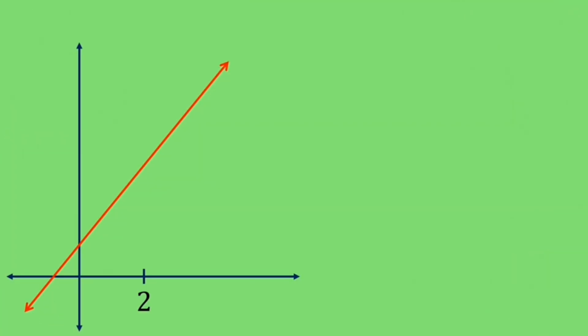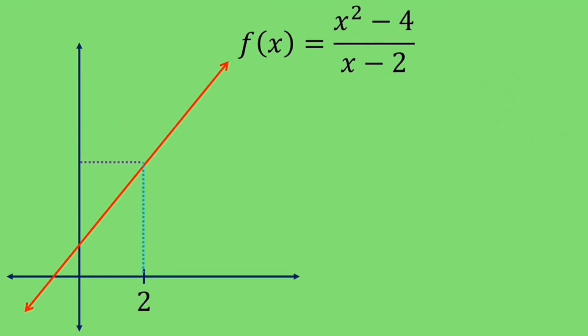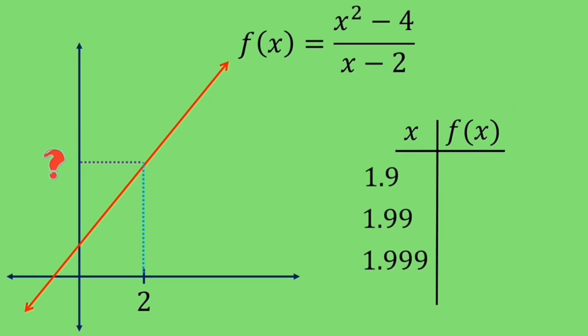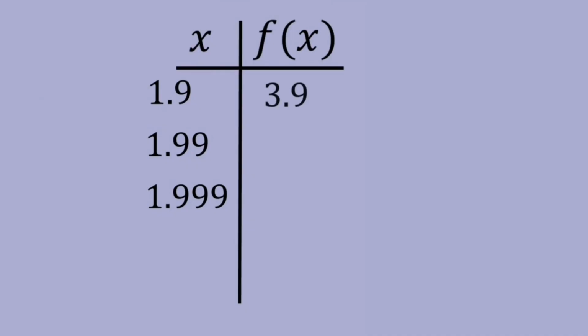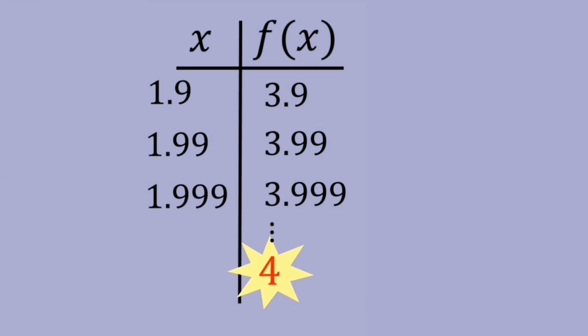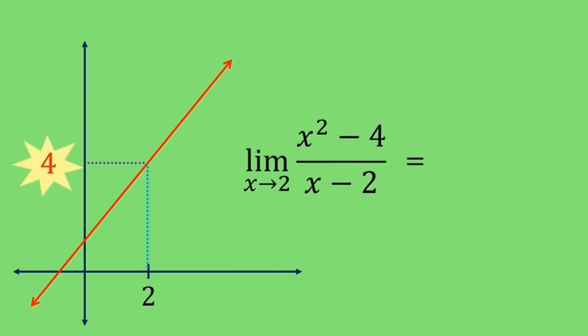Let's see how this works with yet another function. Let's go ahead and use x squared minus 4 all over x minus 2. Like before, we are interested in what value the function approaches as we use x values close to 2. Let's choose some inputs like 1.9, 1.99, and 1.999. When we use these, we get values like 3.9, 3.99, and 3.999. From these, it appears that the function is approaching 4. So again, we say that the limit of the function as x approaches 2 is 4.